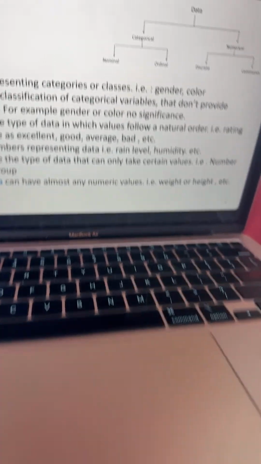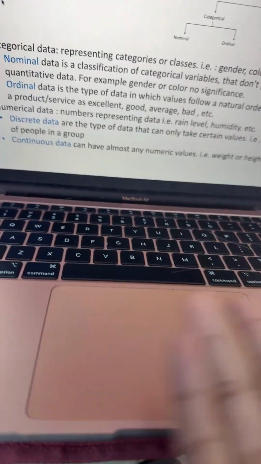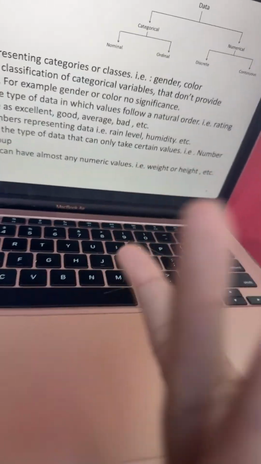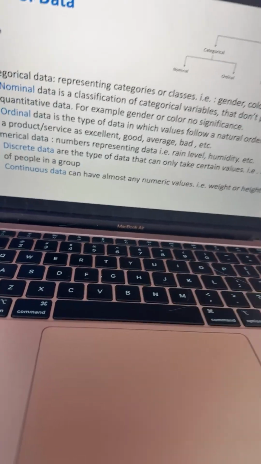Ordinal data is the type of data in which values follow a natural order, such as rating a product or service as excellent, good, average, or bad. So I guess ordinal you could make it into numbers like 5-star, 4-star, but there's like an order to it, right? It's not like 1.2 or something. 1.2 stars. But anyways, discrete data and continuous data are the ones that can be in numbers, represented like rain levels, humidity, etc.